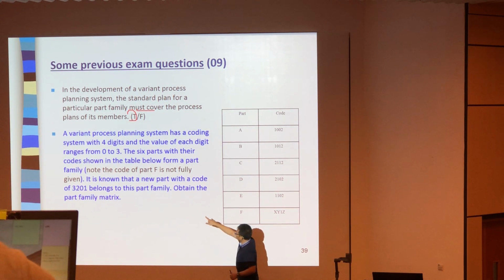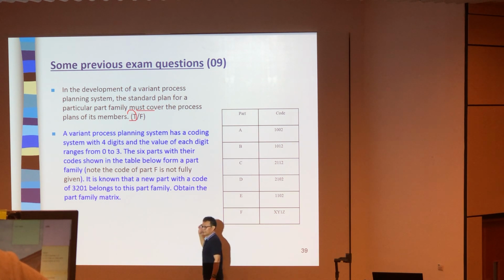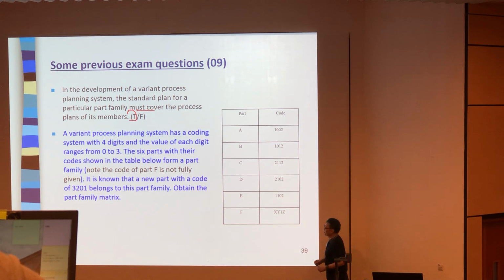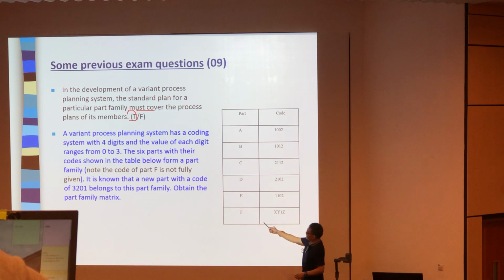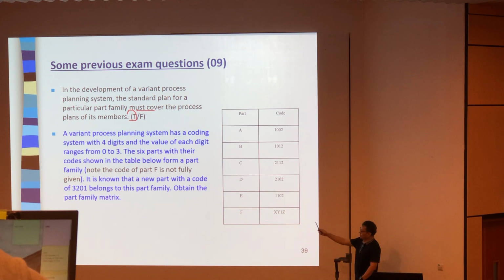Okay, a new part with a code of 3201 belongs to this family. It asks you to obtain the part family matrix. So in order to do that, you need to find the values of x, y, and z. And then you can form a part family. So the clue is 3201 belongs to this. Remember, 3201 is not an original member of this, but it belongs to this. So we use this clue to find this.